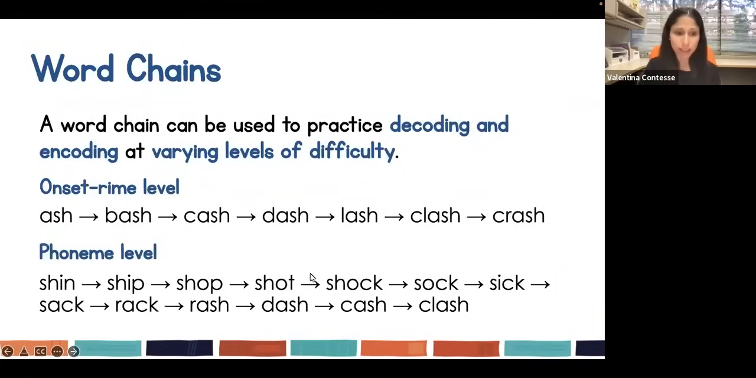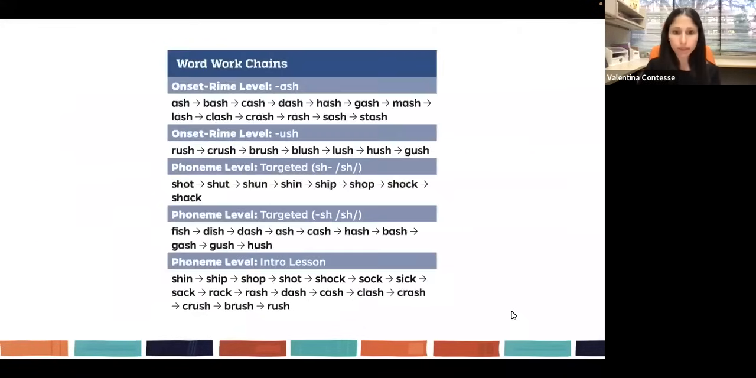stays the same throughout that word chain, which is less difficult than this phoneme level word chain that we see targeting SH, which once again changes from SH being in the initial placement and the final placement, and also brings in other concepts like we see here with shot and shock and sock. So once again, onset rhyme level word chains are less difficult than phoneme level word chains for students to engage with.